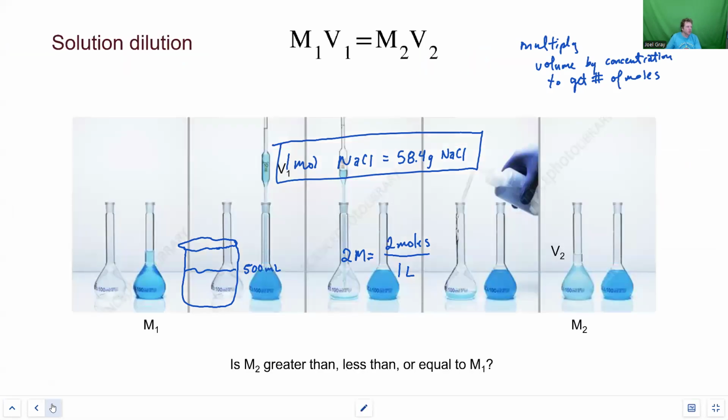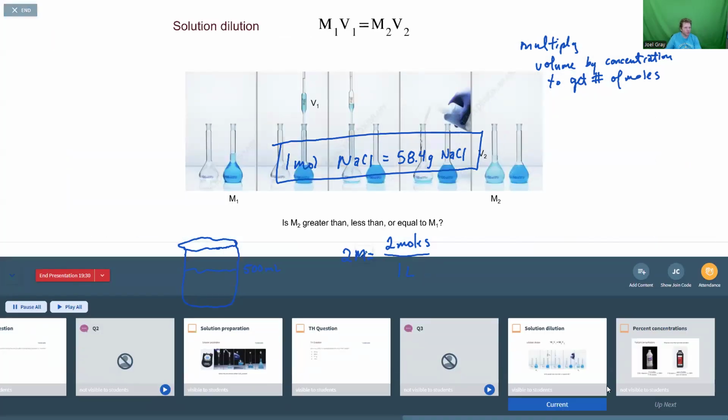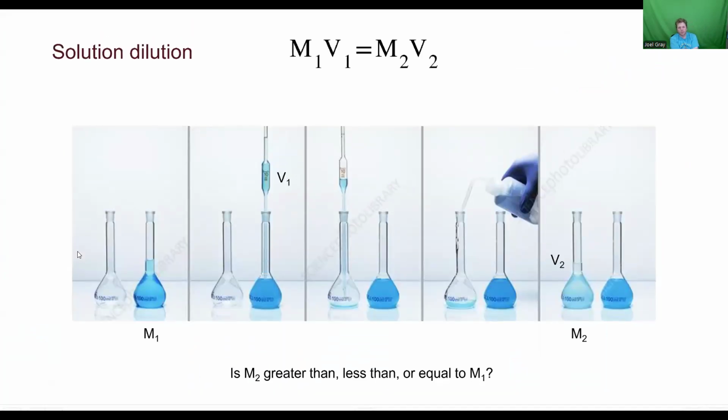Okay. So the next sort of thing related to, and if that was a tough question, which those last few were pretty challenging, what I would recommend is to repeat those questions. Now, this next type of question is known as a dilution. So in order to do a dilution, you have a simple equation.